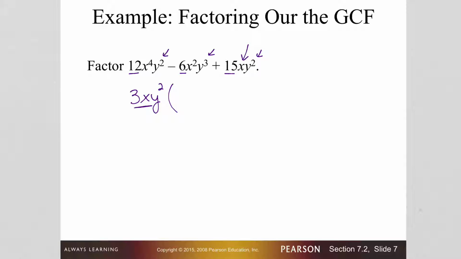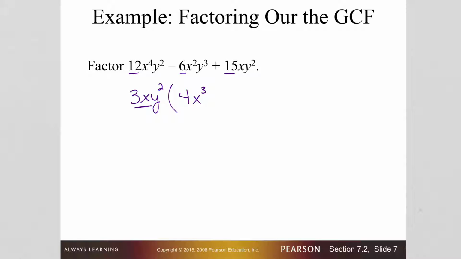So now you want to ask yourself, what times 3xy squared would give you 12x to the 4th y squared? Okay, so I do this piece by piece. What times 3 is 12? Well, that's 4, right? So what times x would give you x to the 4th? X to the 3rd power. Now I've already got y squared, so I don't need any more y squared, so I'm not going to put anything in there with that. Now I'm going to go to the next term.